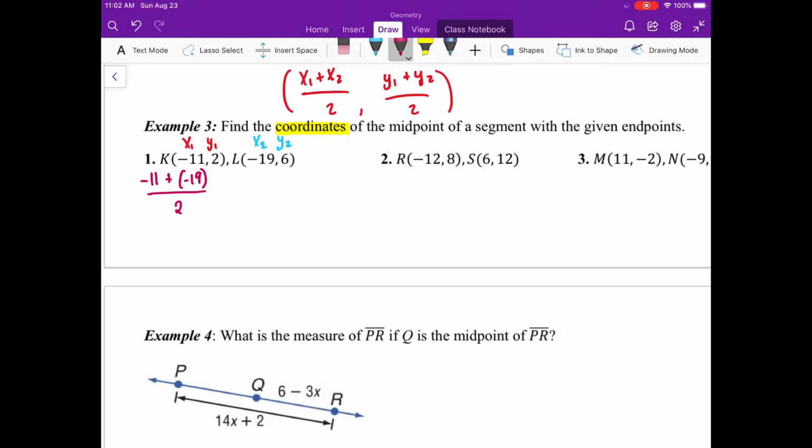So if I type that into my calculator, do the numerator first, that's going to give me -30 divided by 2, and that's going to give me -15. So that's my first number in my answer. Now we're going to add our y's. So 2 plus 6 divided by 2. That gives me 8 divided by 2, which gives me a final answer of 4. So the midpoint between K and L is going to be at -15, 4.